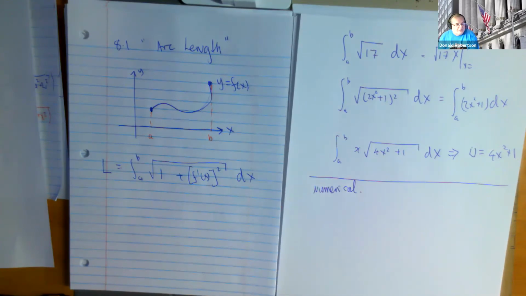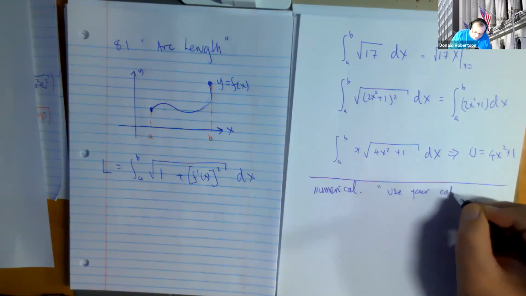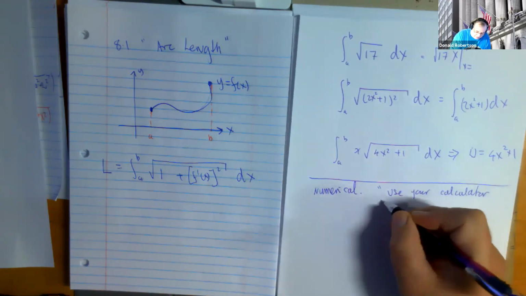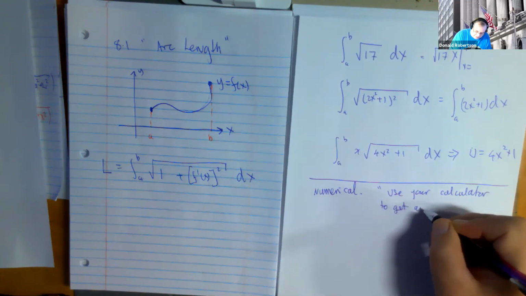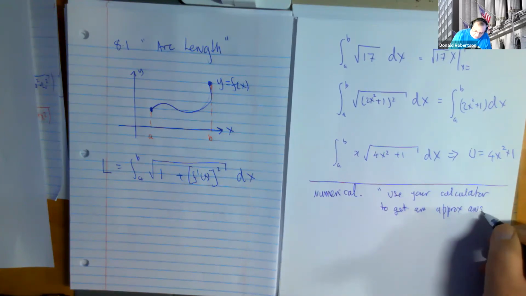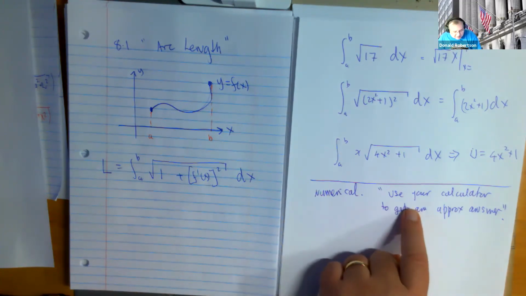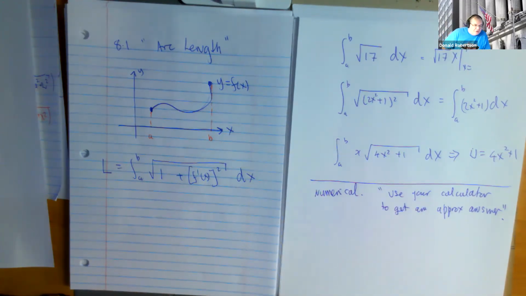Numerical. In other words, use your calculator to get an approximate answer. You will know the questions of arc length that's going to happen, because they will say, use your calculator and give me the answer to 2 decimal places. Or they will at least say, give your answer to 2 decimal places. Hopefully they will say, use your calculator to remind you.